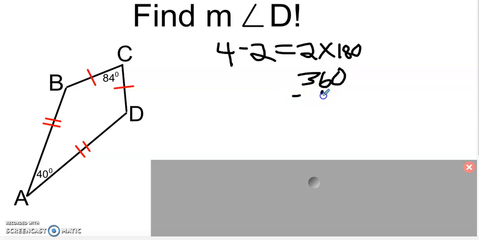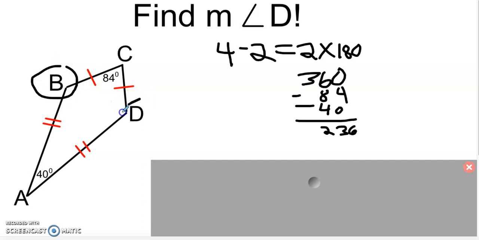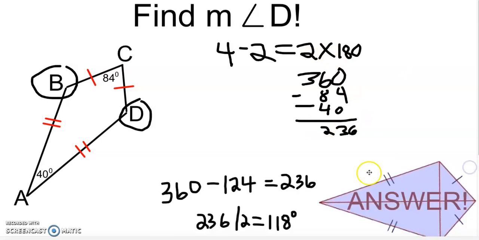So I'm going to subtract the 84 degrees, and I'm going to subtract the 40 degrees. Not my best writing, sorry. And that's going to leave me with 236 degrees. That's how much is left to be shared between the other two angles. Since I have these as my vertex angles, that means angles B and D are non-vertex, which means they're going to be equal to each other. So if I take 236 and divide it by 2, I'm going to get 118 degrees. Angle B is 118 degrees, and angle D is 118 degrees.